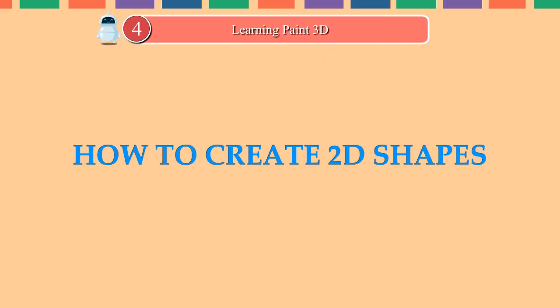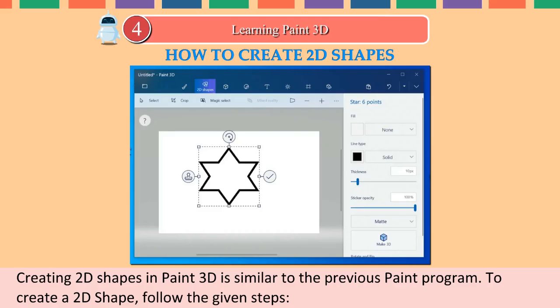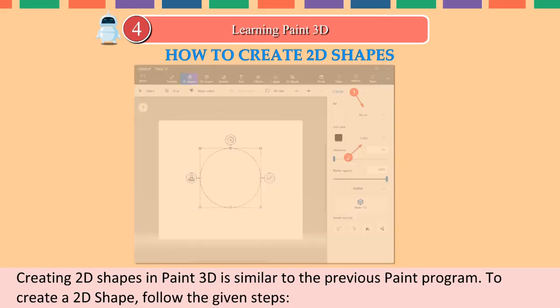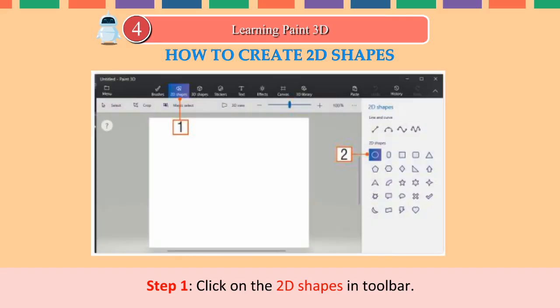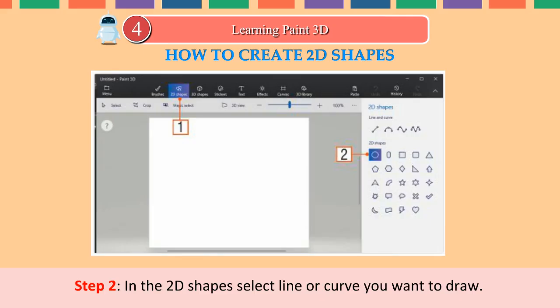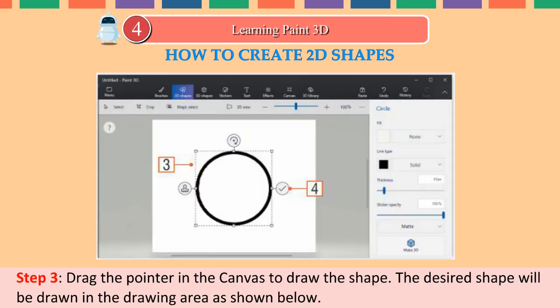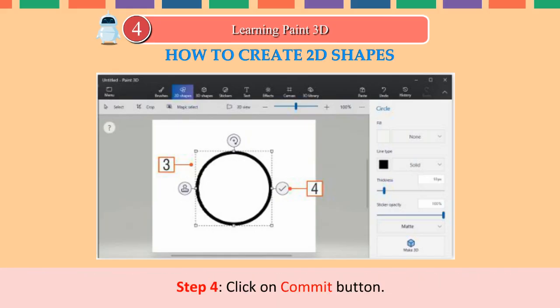How to create 2D shapes. Creating 2D shapes in Paint 3D is similar to the previous Paint program. To create a 2D shape, follow the given steps. Step 1. Click on the 2D shapes in toolbar. Step 2. In the 2D shape, select line or curve you want to draw. Step 3. Drag the pointer in the canvas to draw the shape. The desired shape will be drawn in the drawing area as shown below. Step 4. Click on Commit button.